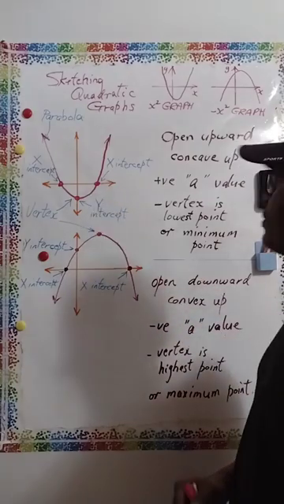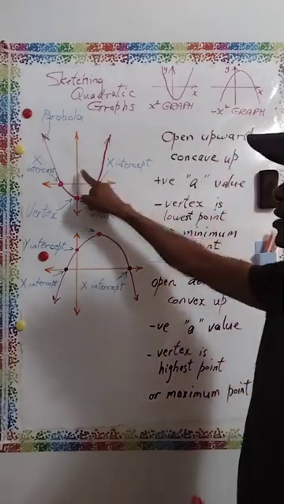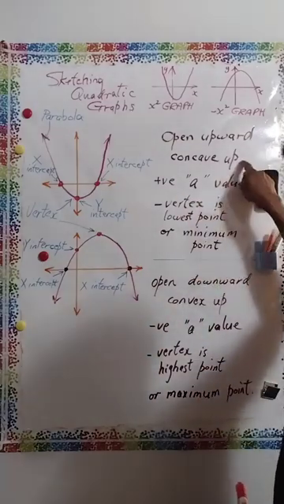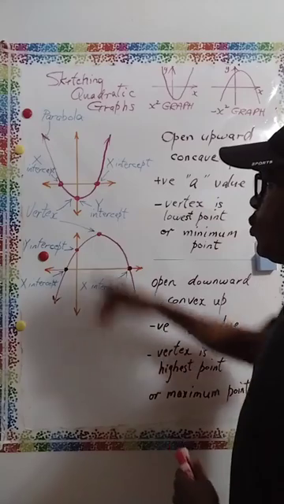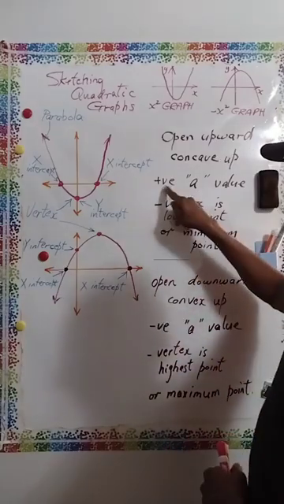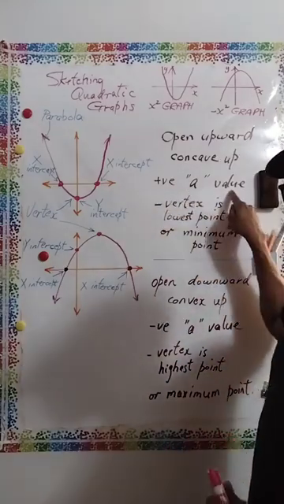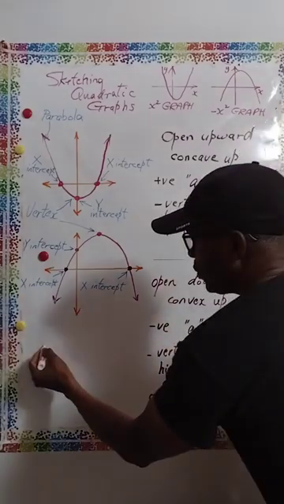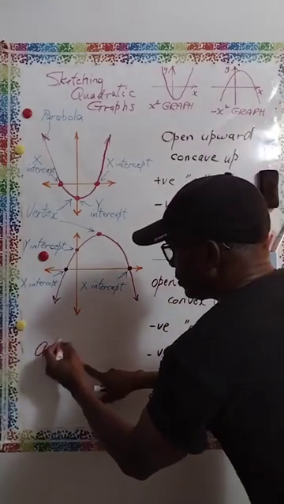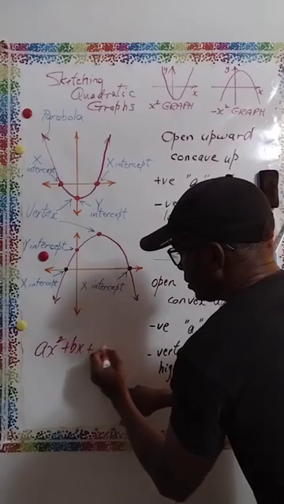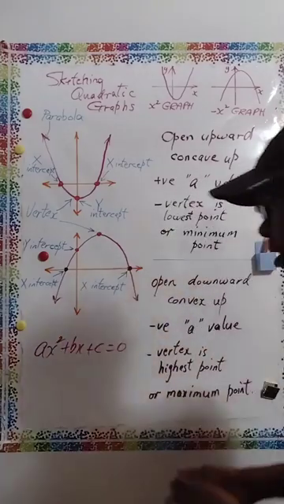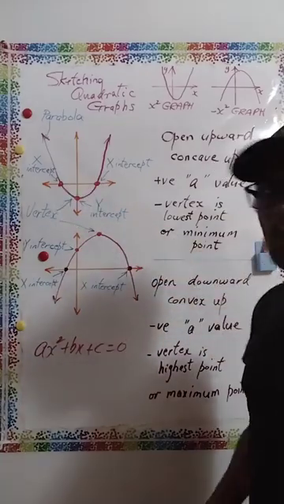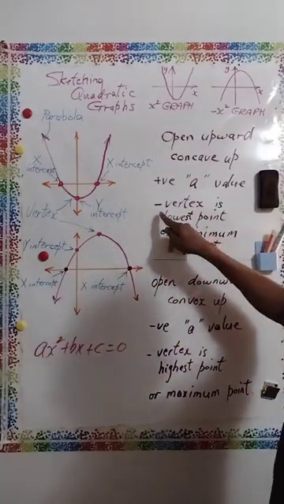if you observe carefully, this graph is opening upwards, right? It's opening upwards, is concave up, and any graph that is opening upwards has a positive A value, right? If you can recall, we have the general quadratic equation, and they're making reference to this A here. So once this A is positive, the graph is going to open upwards, right?